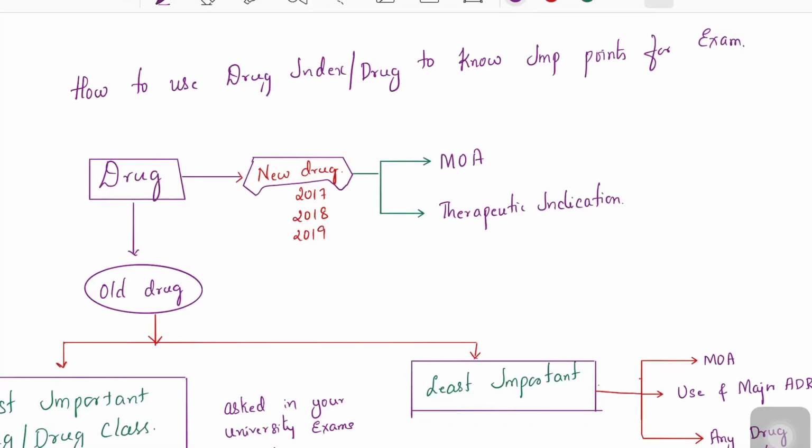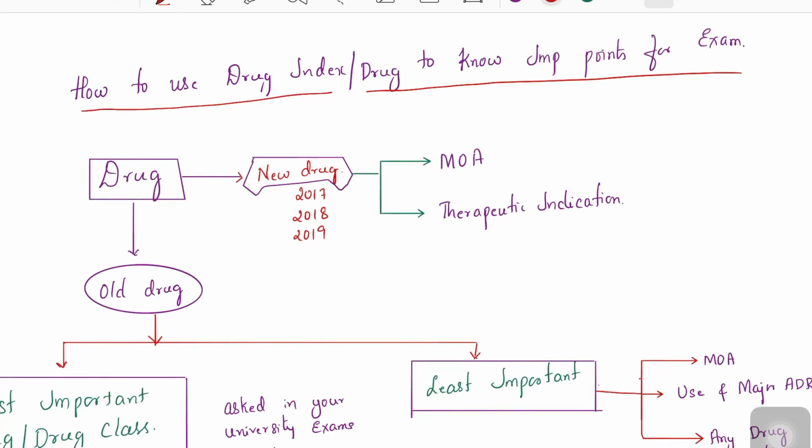So most of the students ask me that the difficulty of the pharmacology subject is because they need to remember a lot of drugs. So I want to tell you how you can remember the drugs.